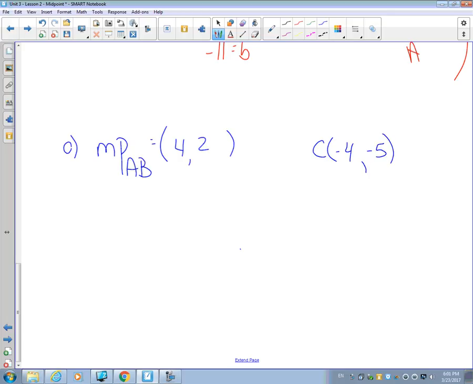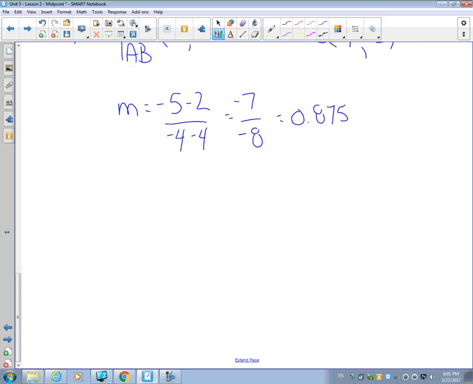I want to find the equation of the line that joins these 2 points. Let's find our slope. Our slope is negative 5 minus 2 over negative 4 minus 4. I get negative 7 over negative 8. It's a decimal, but it's a nice decimal. It comes to 0.875. I'm totally fine with decimals if they're nice decimals, like this one is. If it's a never-ending decimal, 0.3333 on and on forever, you have to use fractions. But if it's a nice decimal, use decimals.